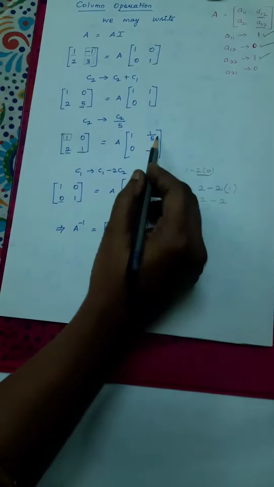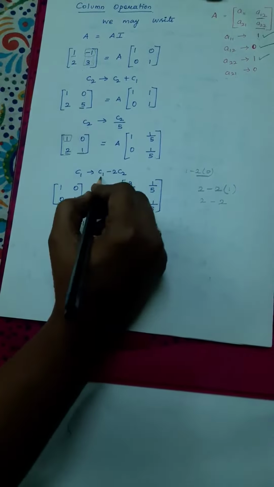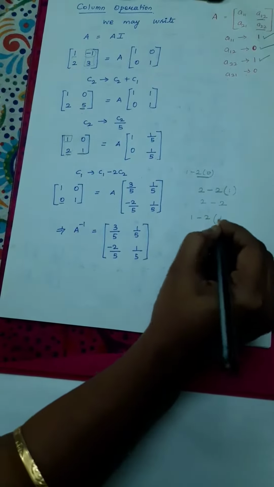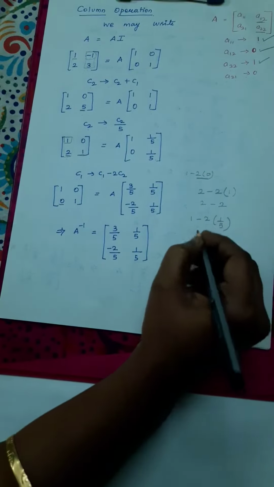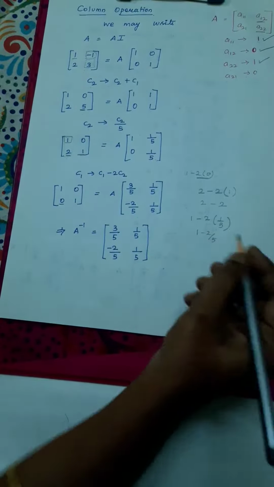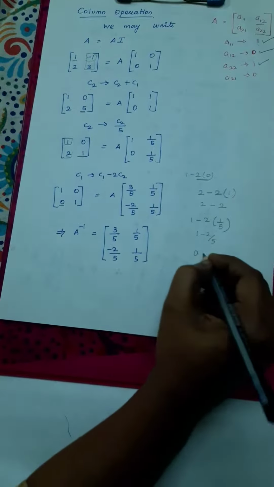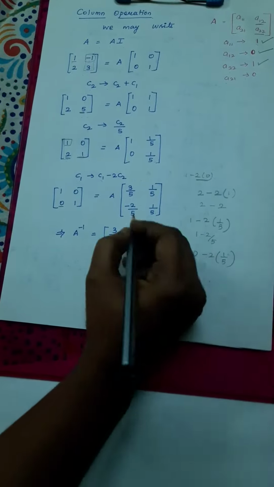Write column 2 as it is, 1 by 5, 1 by 5. Now column 1 is 1. So 1 minus 2 times 1 by 5, the corresponding element is 1 by 5. So 1 minus 2 by 5 is, as we all know, 3 by 5. Similarly, 0 minus 2 times 1 by 5, so minus 2 by 5.